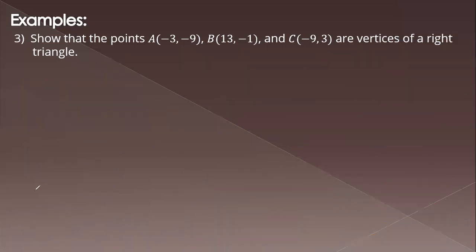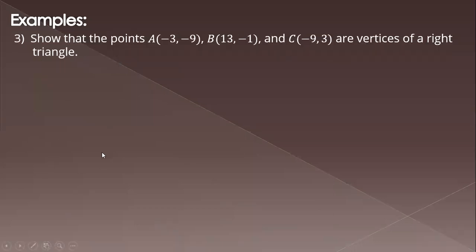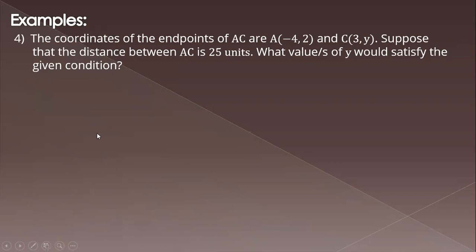Okay, let us have number 3. Number 3 ba? Number 4. Okay, number 4. Okay, so the coordinates of the endpoints of segment AC are negative 4, 2, and 3, y. Suppose that the distance between AC is 25 units. What values of y would satisfy the given condition?